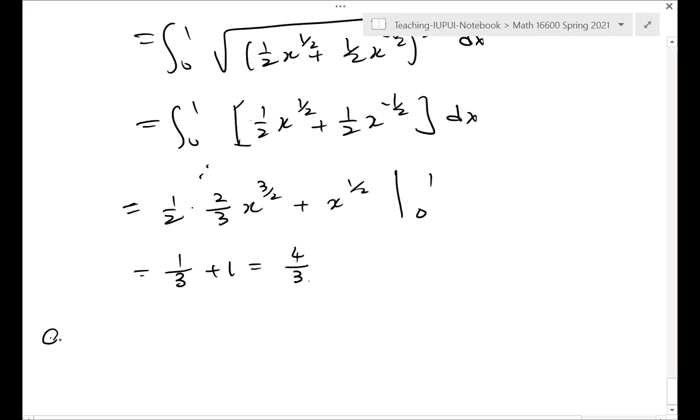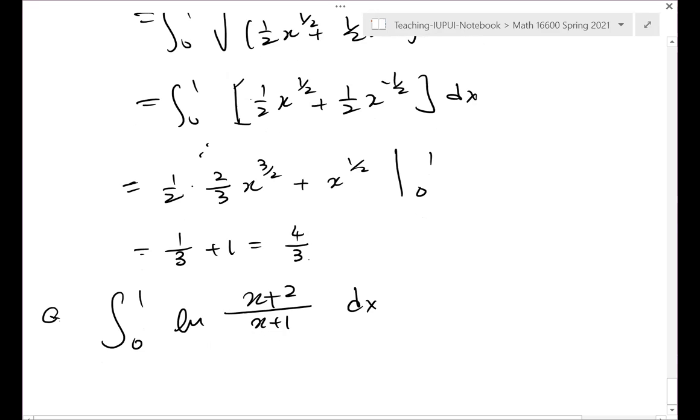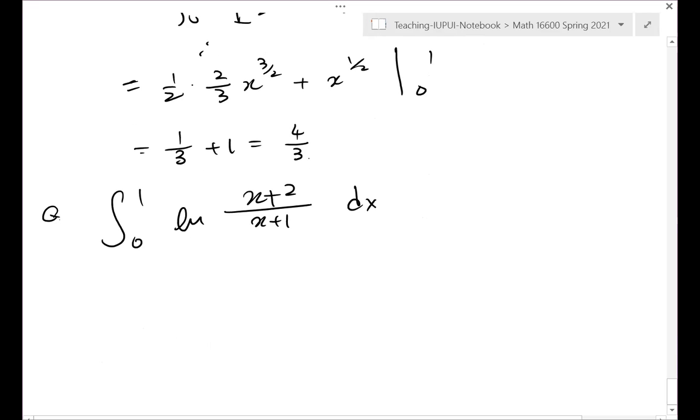Okay, now let's take a look at another problem. The integral from 0 to 1 of x plus 2, x plus 1, and dx. All right, how do we solve this problem? Do you have any ideas? I can even put a square root here. You know what, right? So I'll give you half a minute to think about this.